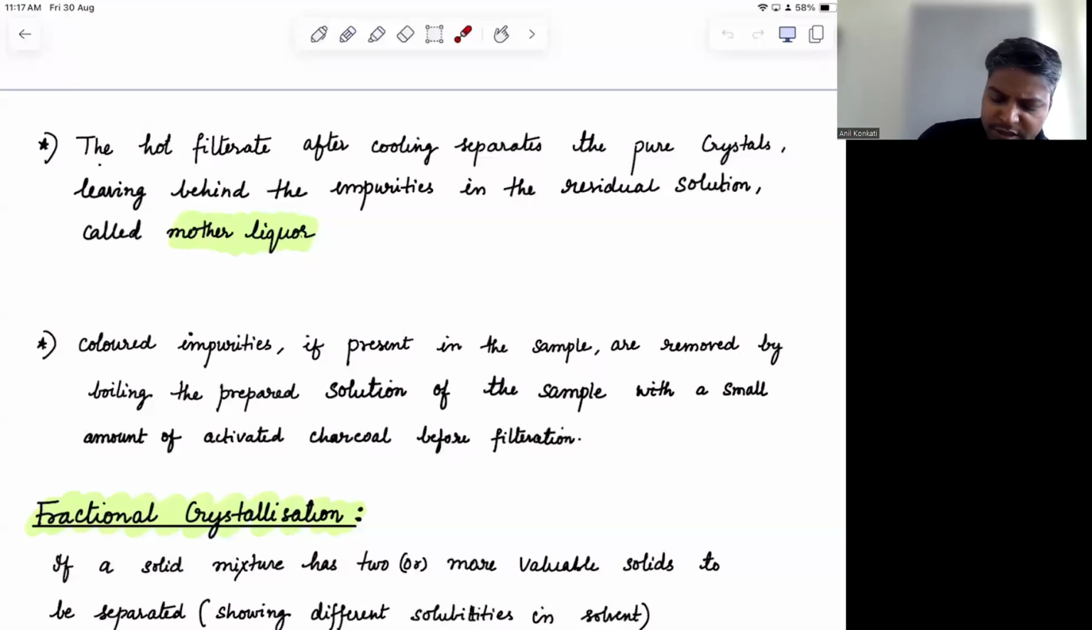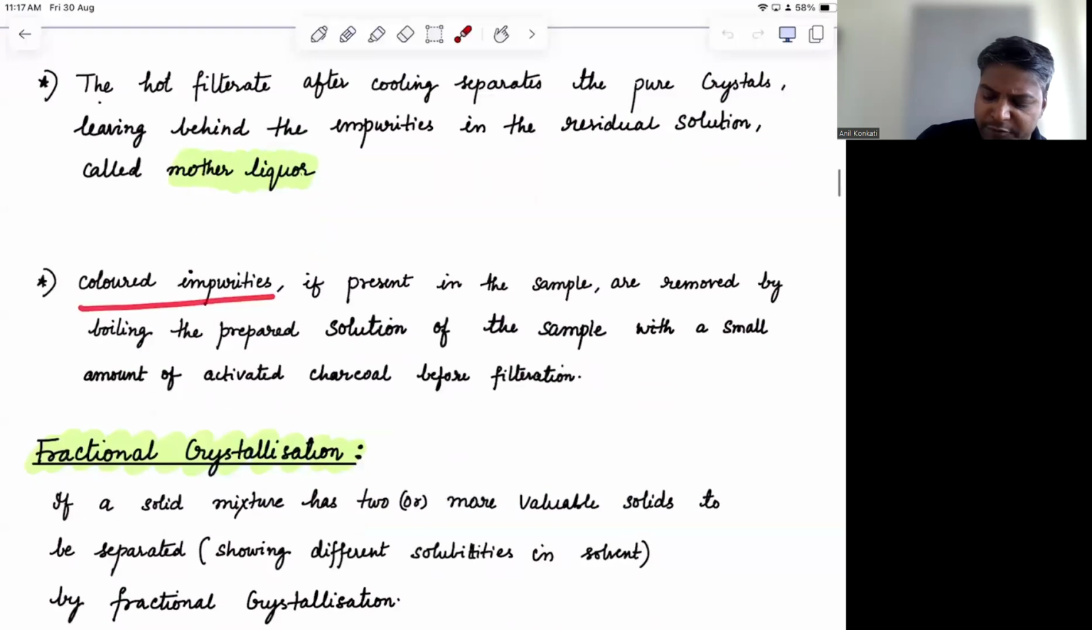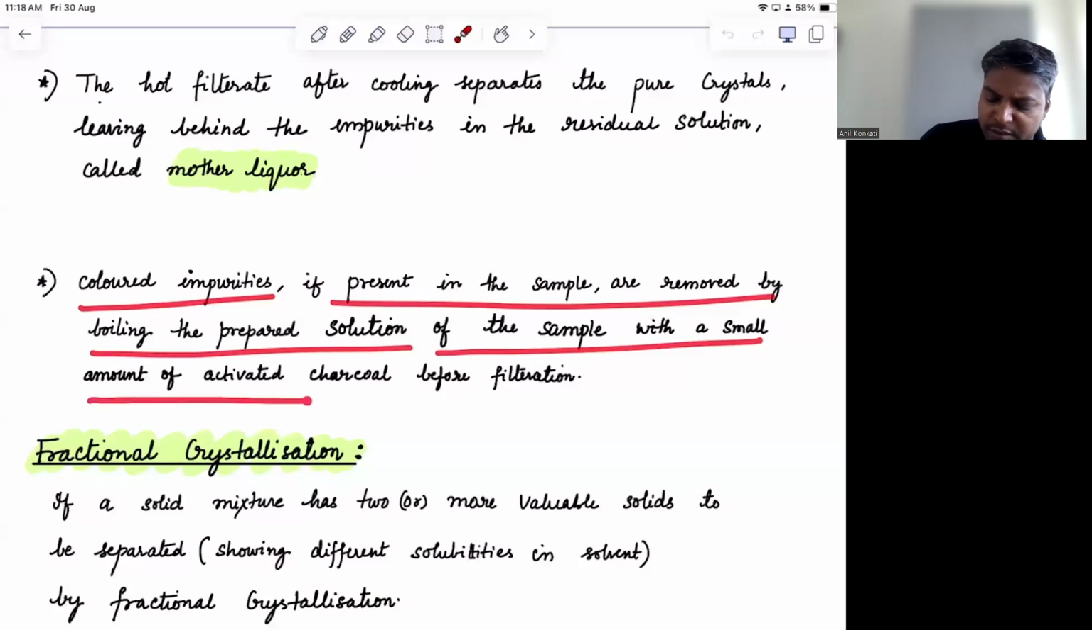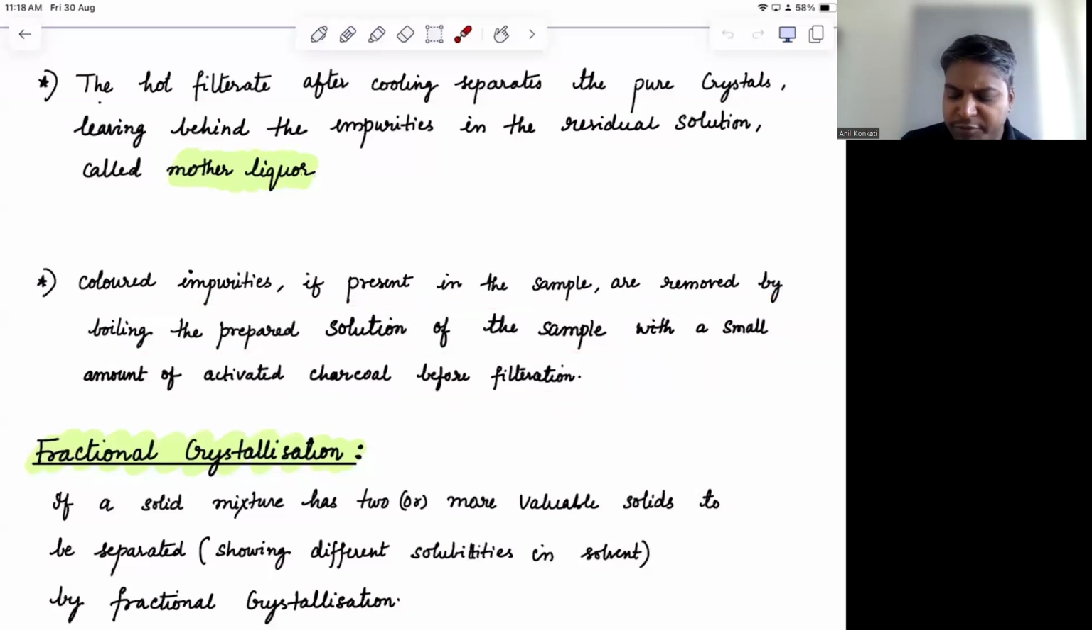Next, colored impurities, if present in the sample, are removed by boiling the prepared solution of the sample with a small amount of activated charcoal before filtration. So if you have any colored impurities, we use charcoal. By charcoal, we can remove those impurities and make it colorless. And after that, again, we can use the crystallization process.